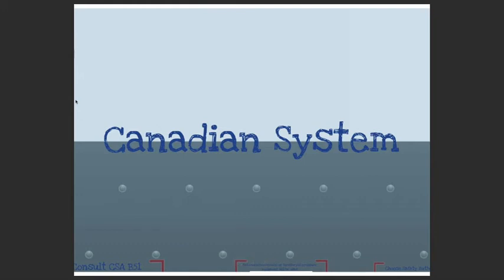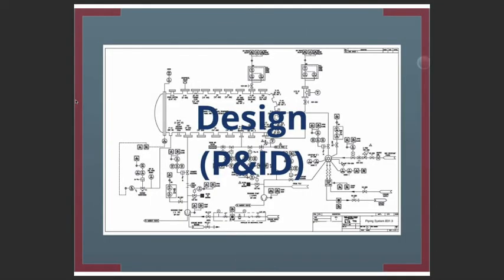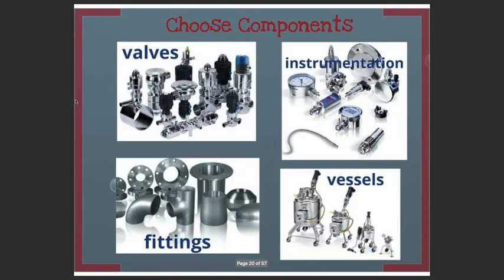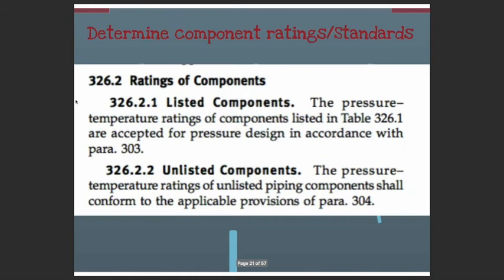Canadian system. Now let's take a look at the Canadian system and contrast it to the American. We start out pretty much the same. The design is made by a professional engineer with experience and knowledge in the code. It's a B31.3 system. Components are chosen for their ability to be fit for purpose, fit, form, and function for the design, and valves, instrumentation, fittings, and vessels are all chosen. The same sort of care is taken regarding listed and unlisted components, and these components are determined to be compliant with B31.3 by the experienced piping system designer.